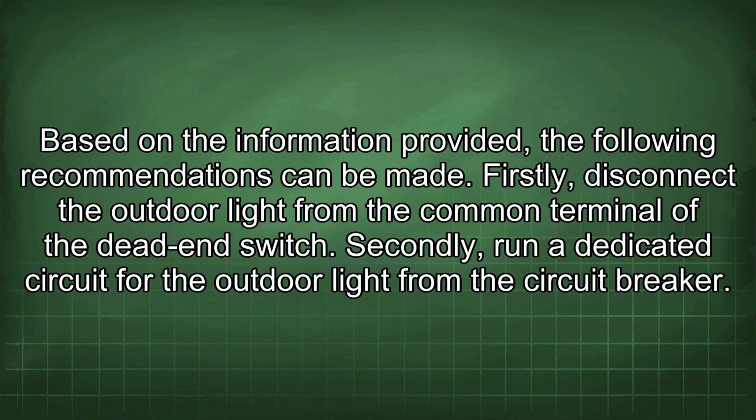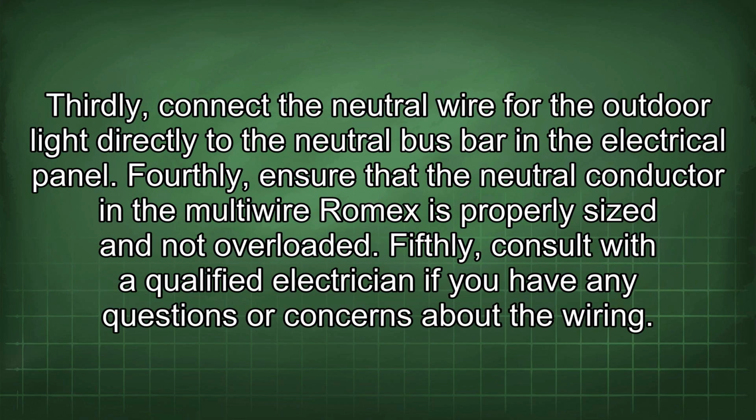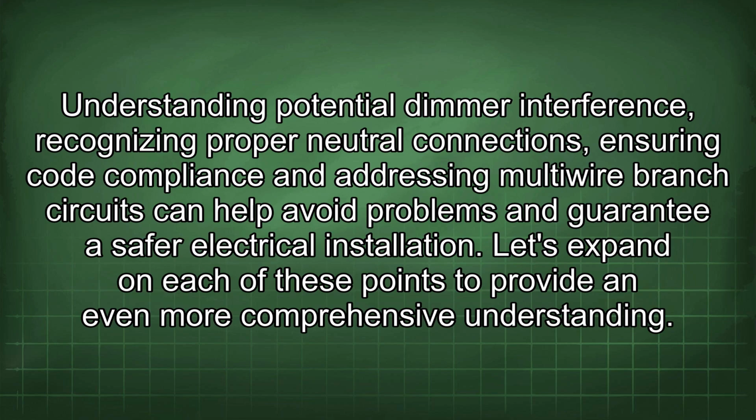Secondly, run a dedicated circuit for the outdoor light from the circuit breaker. Thirdly, connect the neutral wire for the outdoor light directly to the neutral bus bar in the electrical panel. Fourthly, ensure that the neutral conductor in the multi-wire branch circuit is properly sized and not overloaded. Fifthly, consult with a qualified electrician if you have any questions or concerns about the wiring. Understanding potential dimmer interference, recognizing proper neutral connections, ensuring code compliance, and addressing multi-wire branch circuits can help avoid problems and guarantee a safer electrical installation.